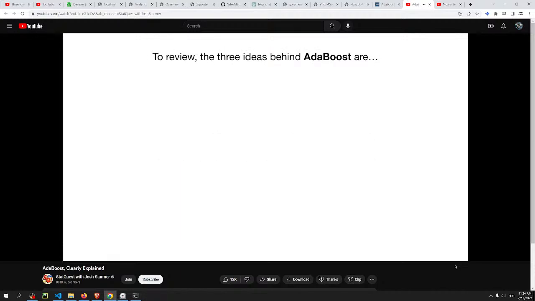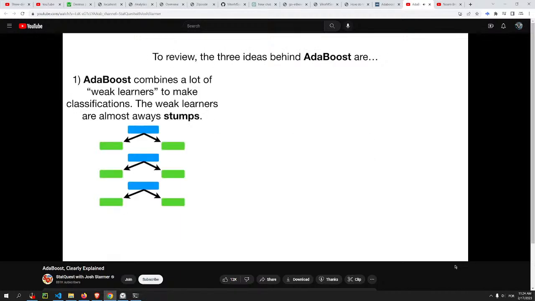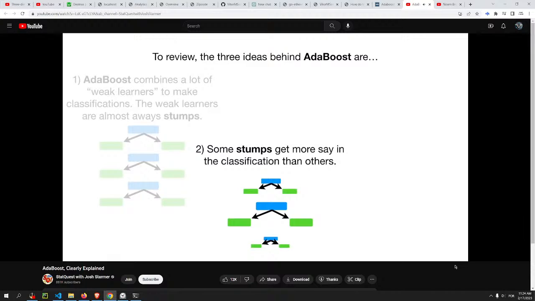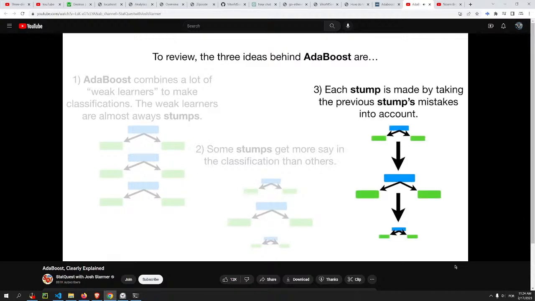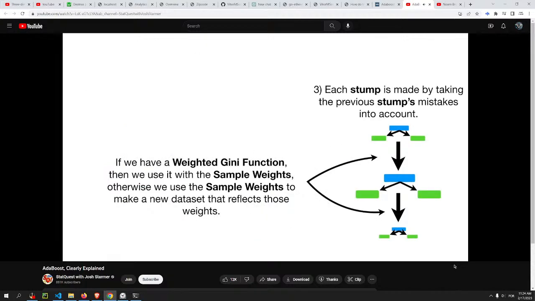Triple bam. To review, the 3 ideas behind AdaBoost are: 1. AdaBoost combines a lot of weak learners to make classifications. The weak learners are almost always stumps. 2. Some stumps get more say in the classification than others. And 3. Each stump is made by taking the previous stump's mistakes into account. If we have a weighted Gini function, then we use it with the sample weights. Otherwise, we use the sample weights to make a new dataset that reflects those weights.